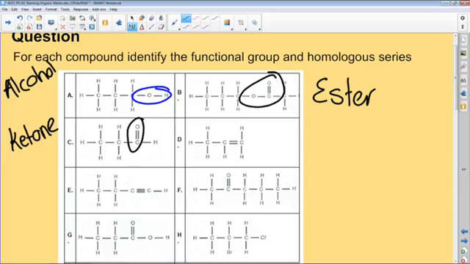And over here, we look at D, and D, we have a double bond between the carbons. Double bond between the carbons makes this an alkene. All right, how are you doing so far? Hopefully you're going, yes, we got this.